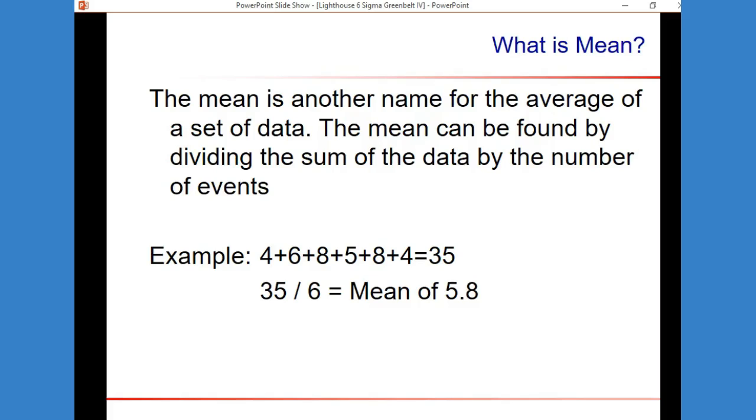So again, mean is just an average. You add up all the numbers that you have, and you divide by how many there are. So in this case, this adds up to 35. I have 6 numbers. That gives me an average or a mean of 5.8. That's real common to do.